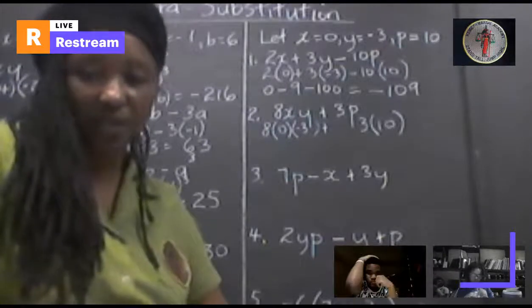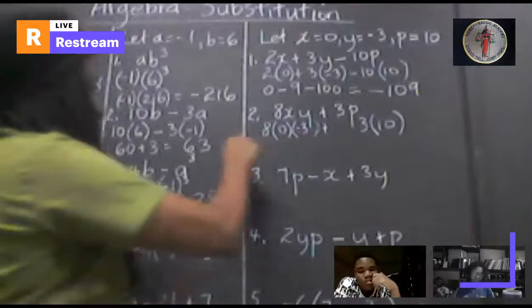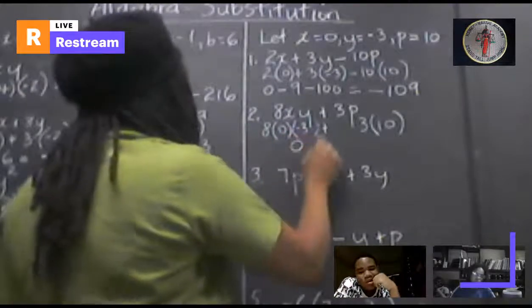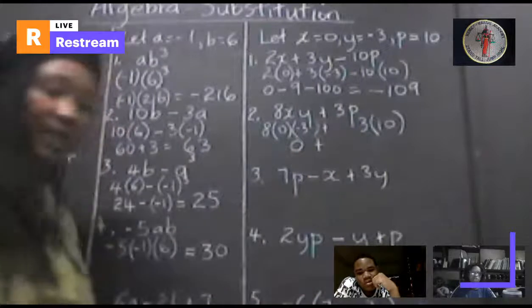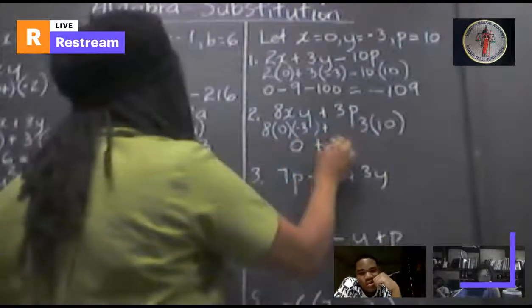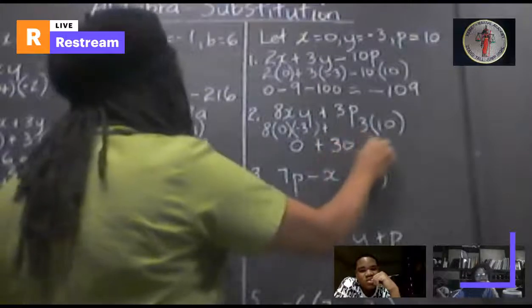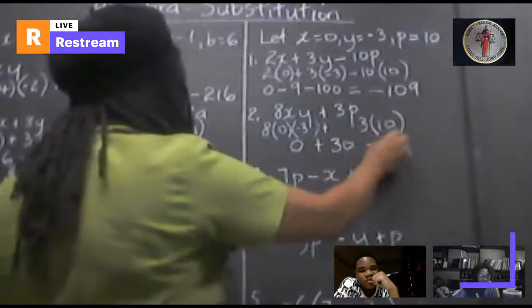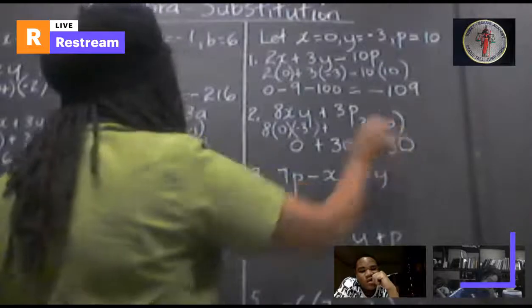Good night to those who are just joining. So this is 0, and then 3 times 10 would give 30. The answer is 30, and 0 plus 30 is 30.